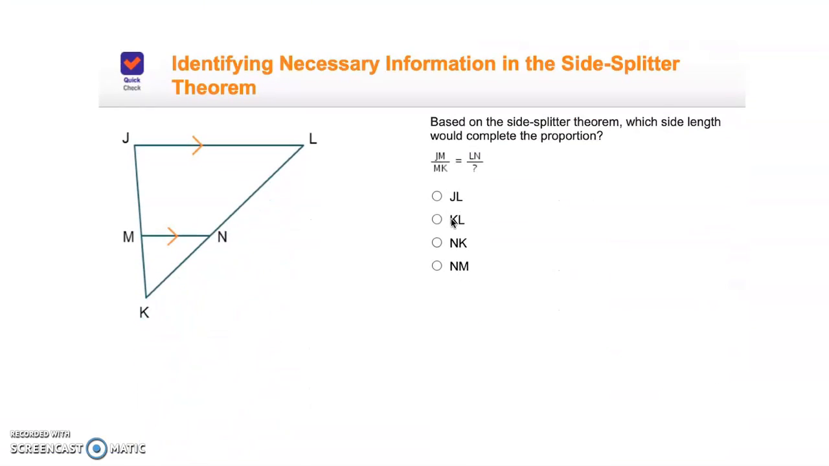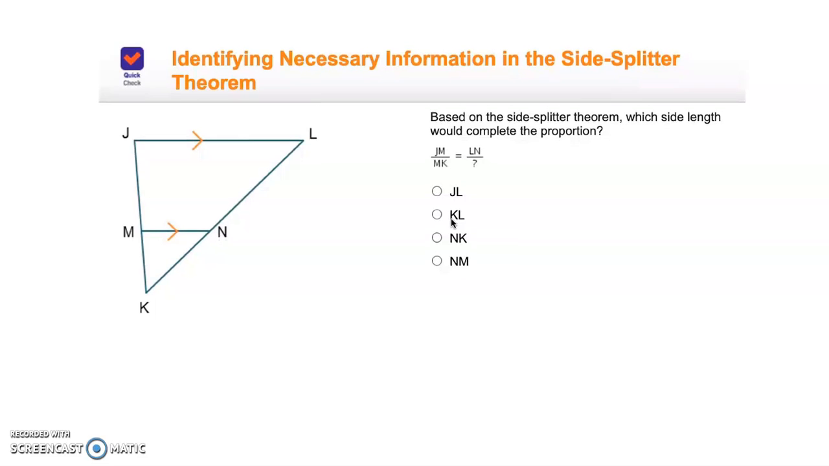So let's take a look at how we can figure this out. Based on this information, which side length do we need to complete the proportion? The side splitter theorem says that if JL is parallel to MN, that means JM over MK, where this line splits JK, is equal to the other side where it splits, LN over NK. So that is the side splitter theorem. That proportion is equal.